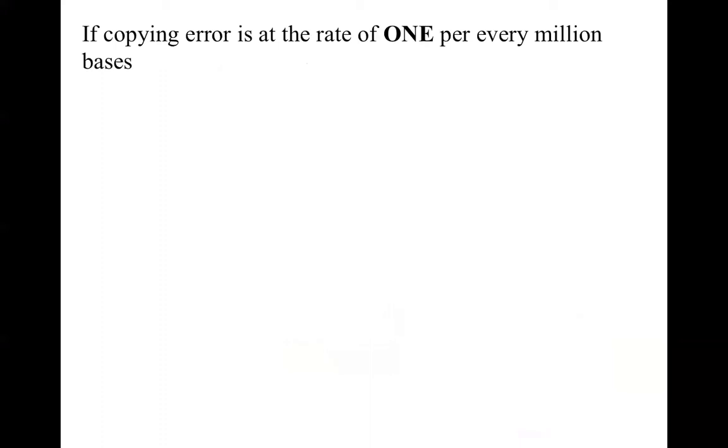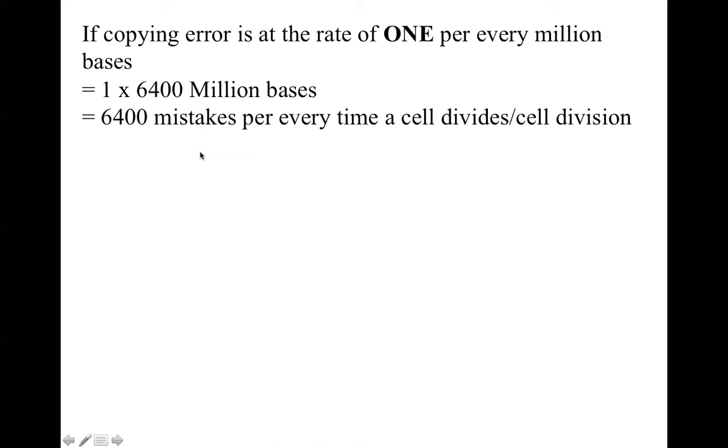The second point is that if any error happens during copying or replication of DNA, it will be a catastrophic event. Just imagine if one base is added wrongly for every million bases. The human cell has 6,400 million bases, so there will be 6,400 mistakes every time a cell divides. If one cell divides into two cells, 6,400 bases will be added wrongly in the case of a human being.